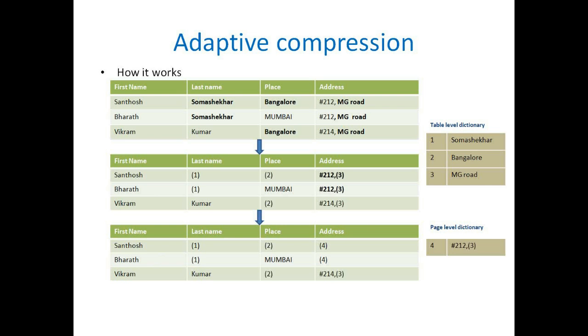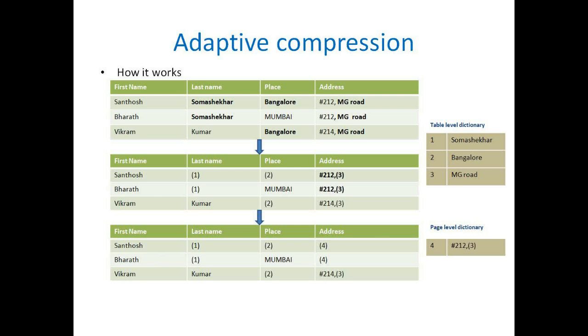Assume the name Santhosh Somashekar exists twice, Bangalore exists twice, and MG Road exists twice. The classic algorithm will consider Somashekar, Bangalore, MG Road as a repetitive pattern, and it will create the table-level dictionary in the hidden rows of the table. The next table shows the compressed table, so that's how the pointers will be mapped to the table-level dictionary.